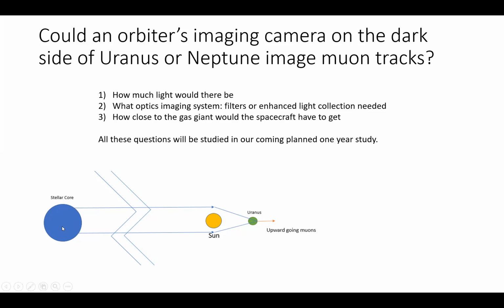And I've depicted the process here of a stellar core being imaged by the sun, and at the planet Uranus, the neutrino acts in the dark side of the atmosphere near the surface and generates a muon track, which we can visualize with an orbiter.